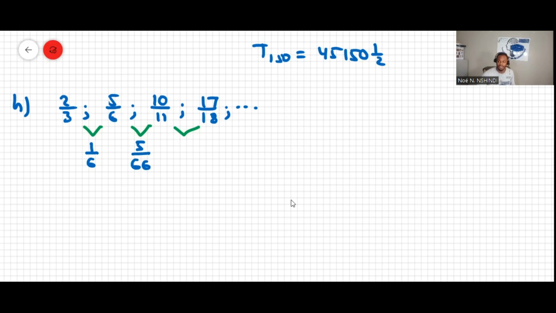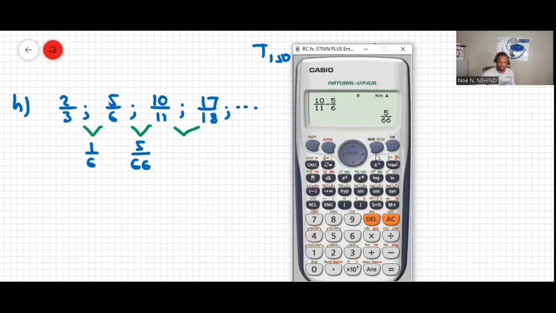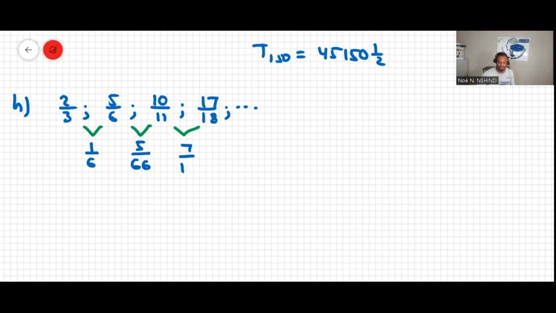And then we can also do 17/18 minus 10/11, and then hit equal. That makes 7/198. Now we cannot really tell whether this is a linear pattern yet because of the differences. The fractions look quite complicated to tell.